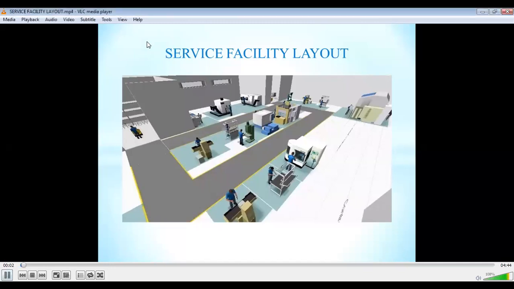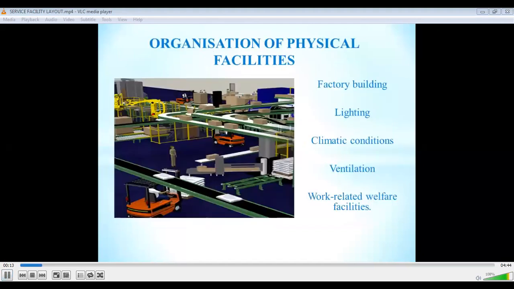Ashini, Assistant Professor, KCS Kasinadar College of Arts and Science. In this video, I am going to explain service layout facilities in operation management. For service facility layout, there are some important physical facilities to be organized. They are factory building, lighting, climatic condition, ventilation, work-related welfare facilities. Let's see one by one.